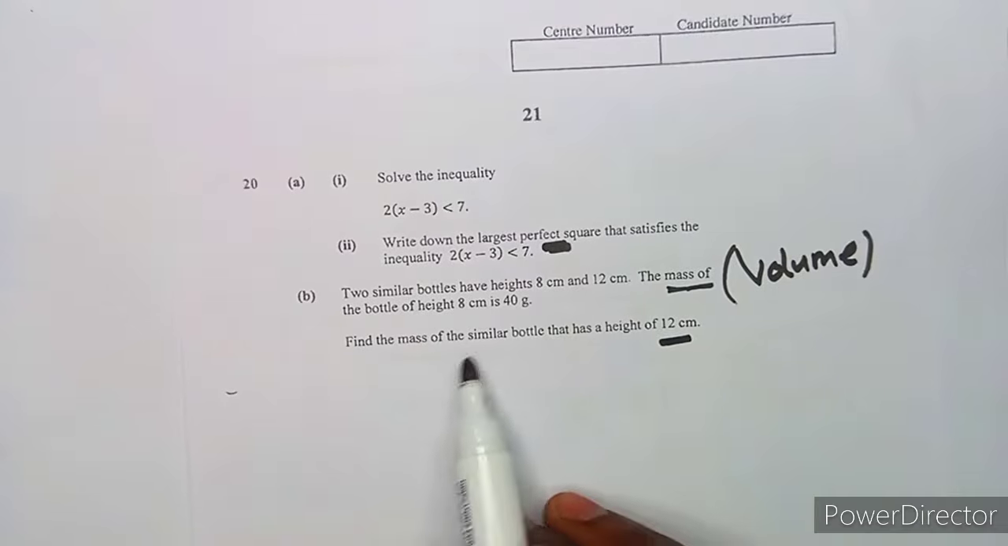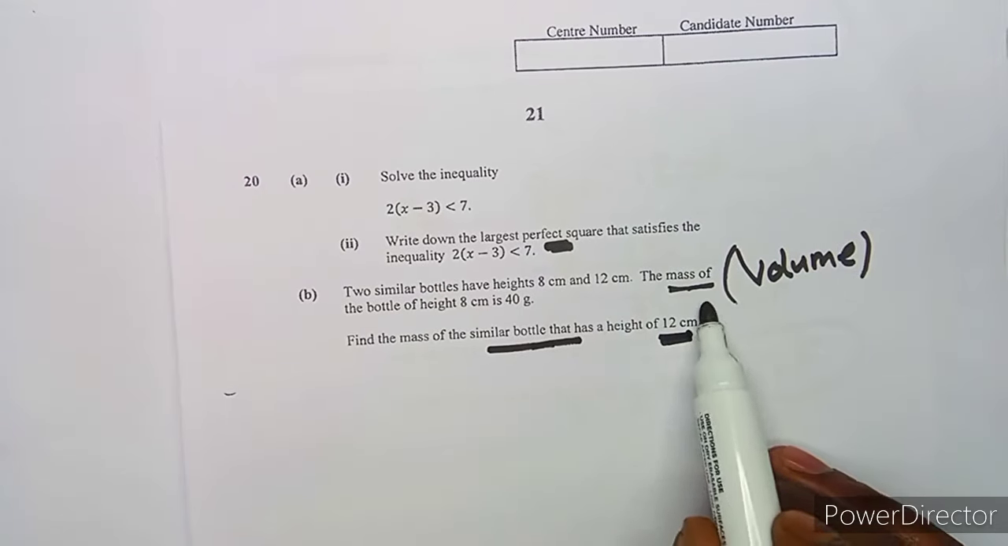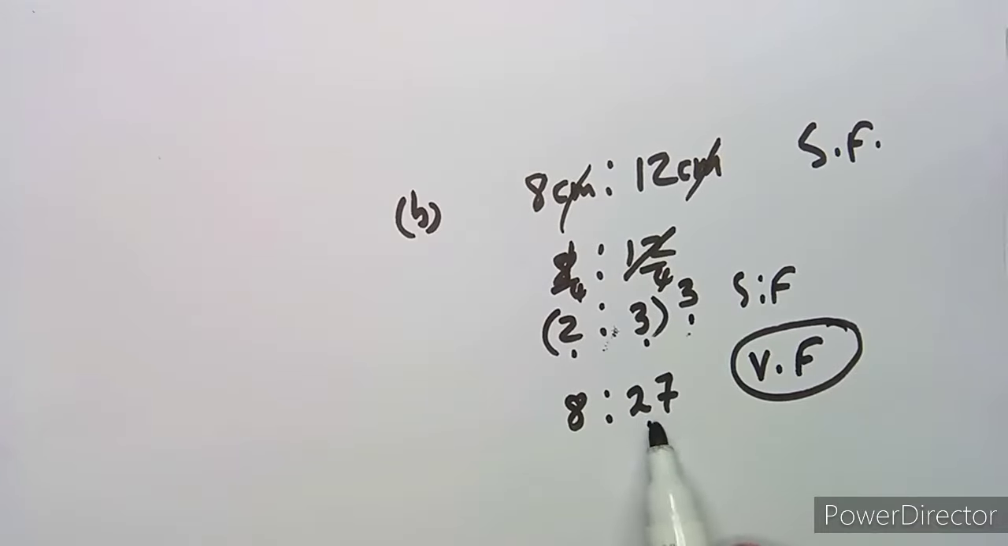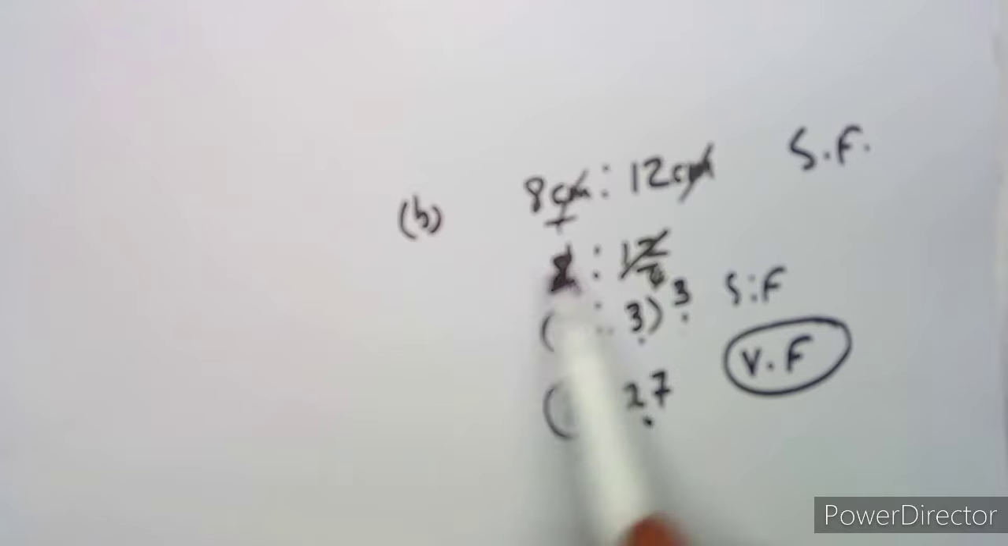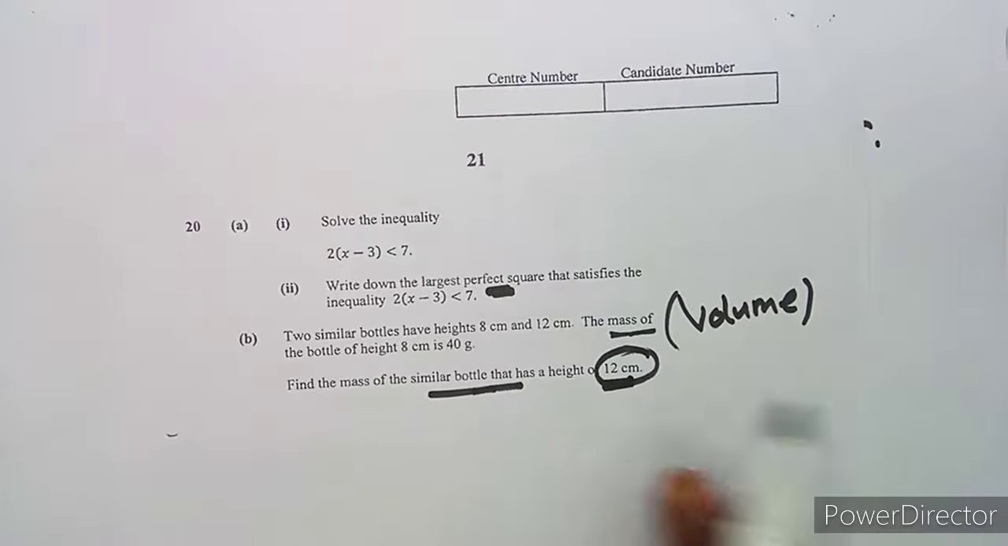So this is now your volume factor, the one that you are going to use to calculate the mass of a similar bottle of height 12 centimeters. So you are not going to use 12 centimeters. No, you are going to use the corresponding value of volume factor. So this 8 came back again to 8, but it's not the 8 that you took here. No, this is the 8 from the volume.